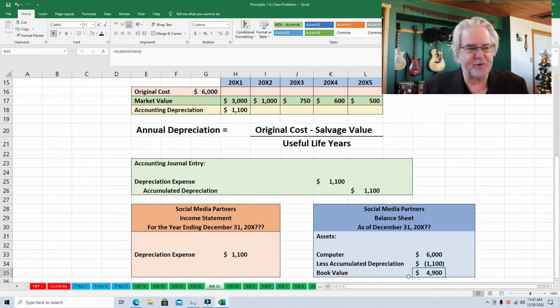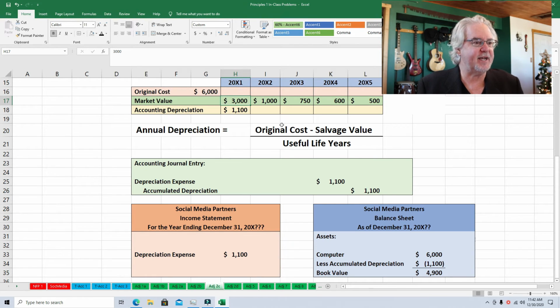But in real life, in reality, they probably could only get maybe $3,000 for it. Now, this doesn't concern accountants, not usually. All we're doing is expensing this computer over the life of the asset. It has nothing to do with market value. So the fact that this 4,900 and this 3,000 don't match doesn't mean anything. Don't worry about it. It's okay.